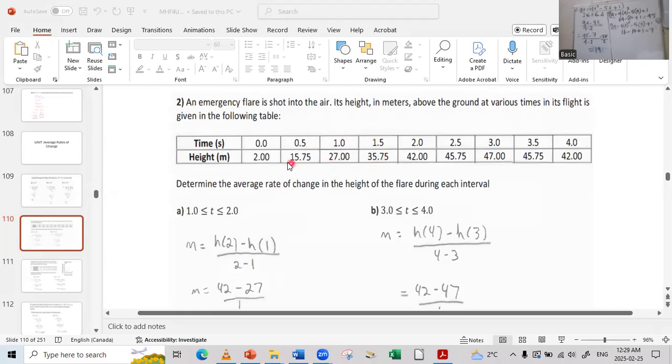So this is meaning the rate of change. It means the time is changing and the height also is changing. Both of them are changing at the same time. The rate of change: the time is changing and the height also is changing.